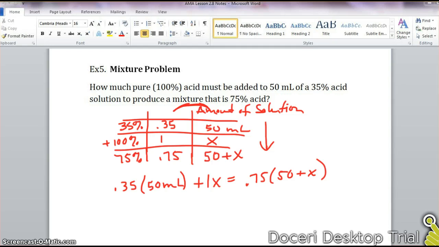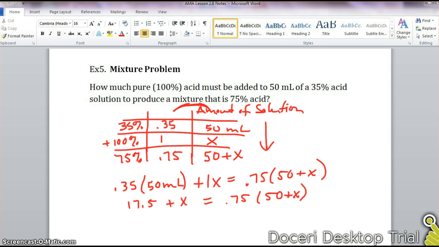There's really a couple of ways to work this out. One of them is a very basic algebraic method where we're going to simplify, get x on one side, your constants on the other, and solve for x. Another way is to use a graph and use the concept of equal functions, and where two functions are equal is where their graphs intersect. For this particular problem, 0.35 times 50 is going to be 17.5. Then we would have plus x, and that would equal 0.75 times 50 plus x.